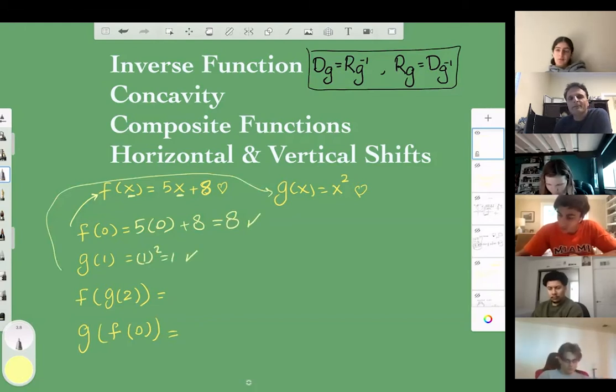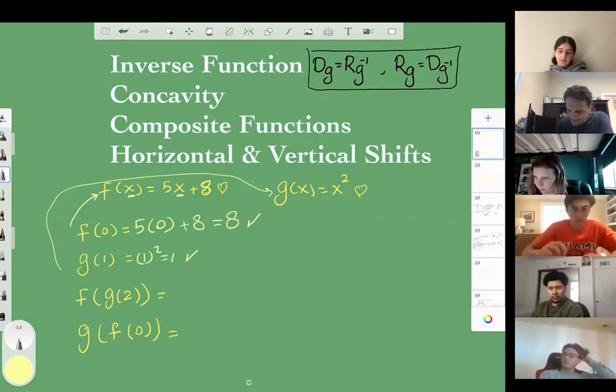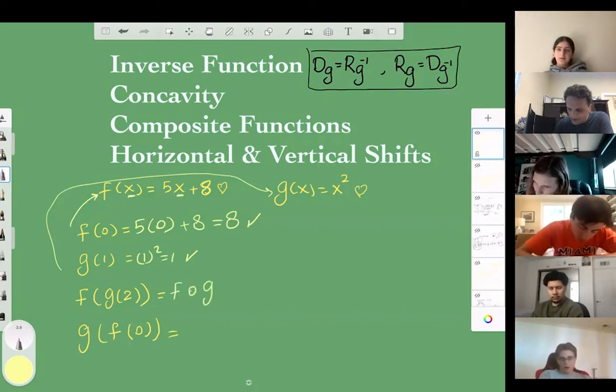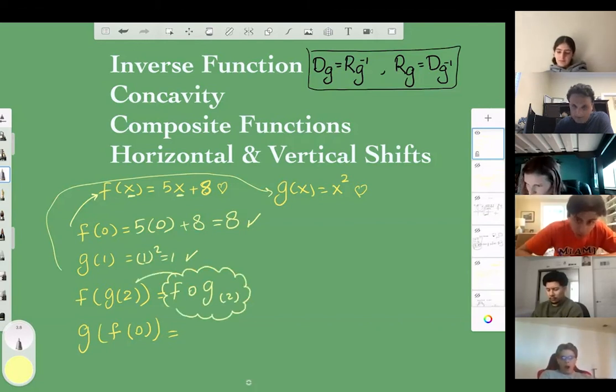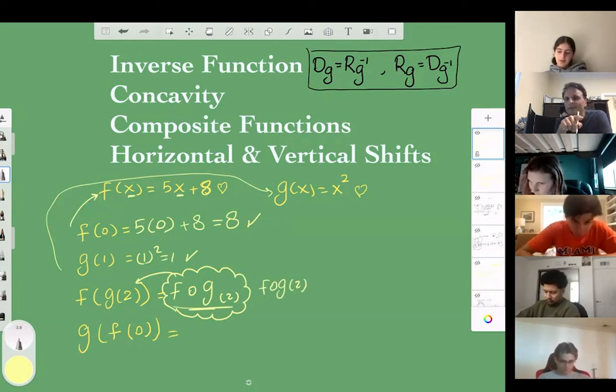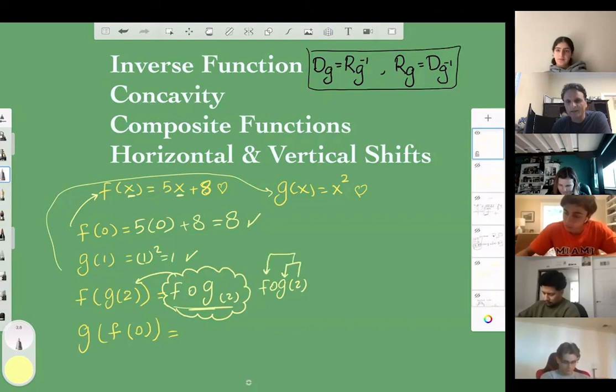Now they're asking us f parenthesis g of 2. So we are dealing with two functions. This is exactly the same as f o g of 2. If you see a question like this, you need to rewrite it in this form. It's much easier to follow. Your book might write it this way, or f o g parenthesis 2. You need to rewrite that. That doesn't mean f o g multiplied by 2. That means this 2 is going to go inside of g, and the answer is going to go inside of f.